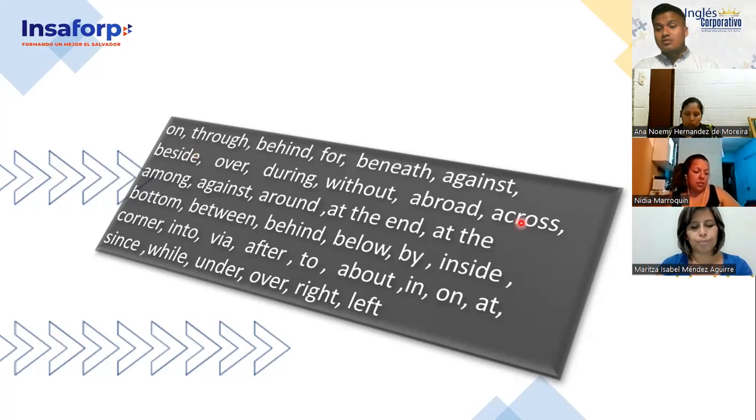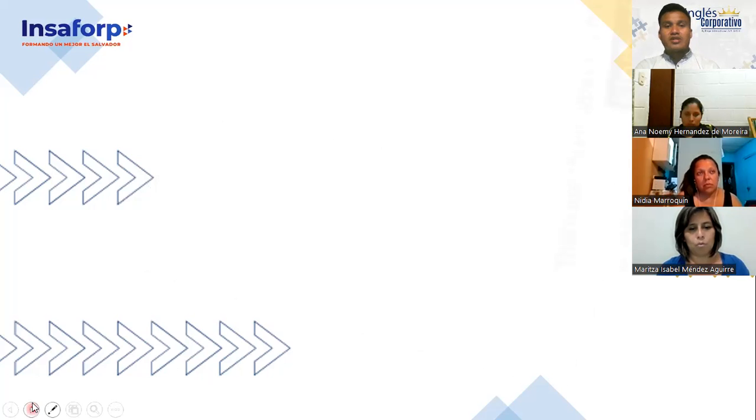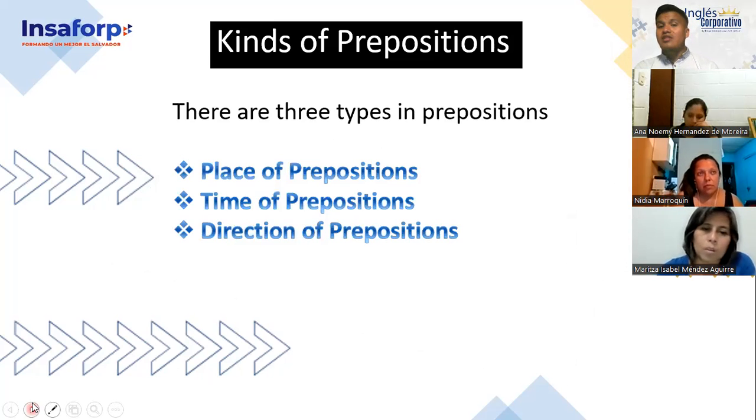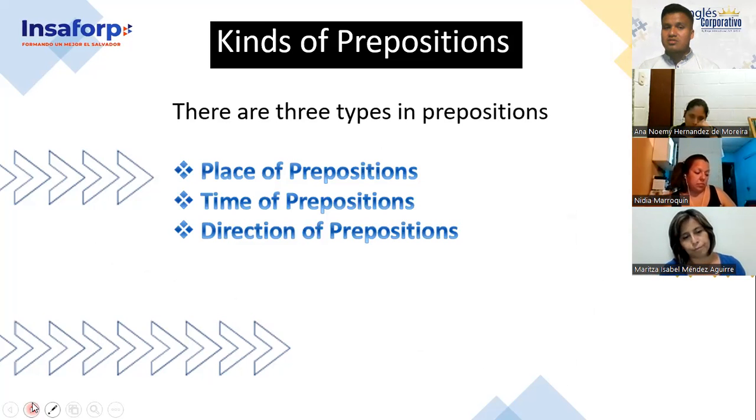So if there's no other question, guys, those are only general examples, some of the most common prepositions that we have in the English language. Of course, there are some more, but they are categorized in different types. So today we're going to move on to the different types, or kinds. As it says there, there are three main ones. Of course, there are some others, but today we're just going to focus on those three. Which are they? Prepositions of place, prepositions of time, prepositions of direction.